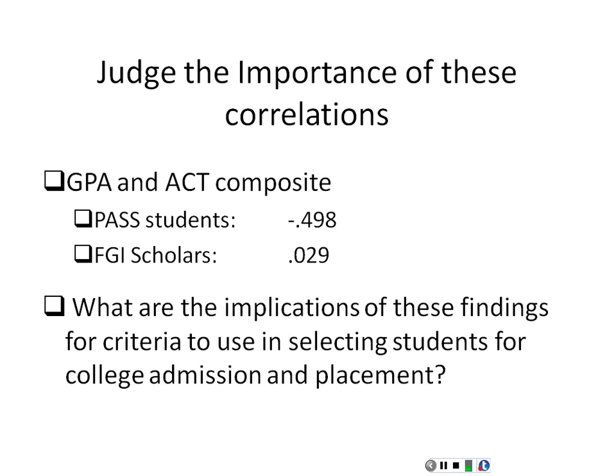So the implication of these findings for criteria to use in selecting students for college admission is that we should be looking at which one best predicts freshman grades, or is there something else that better predicts success in school?